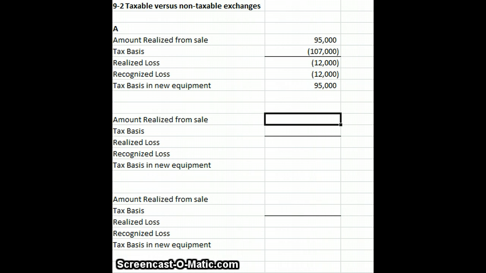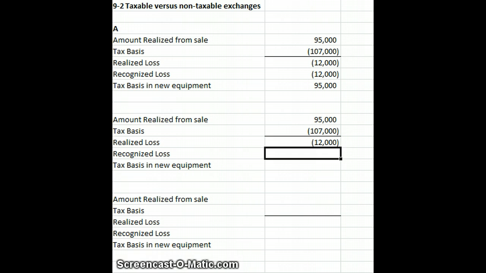Under Part B, compute the realized loss, recognized loss, and tax basis in the new machinery, assuming the exchange was a non-taxable transaction. If that's the case, our amount realized of $95,000 minus our cost basis of $107,000 means my loss is still $12,000. But because it's a non-taxable transaction, the amount I'm recognizing is zero.